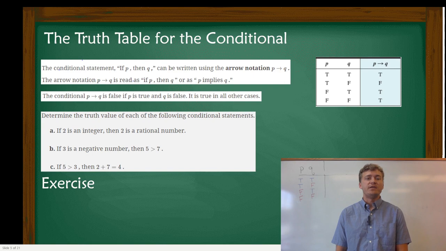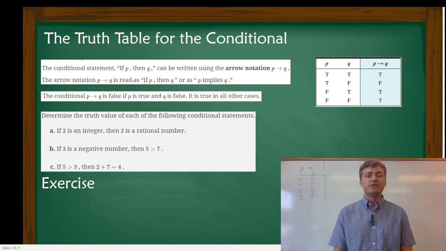Determine the truth value of each of the following conditional statements. For parts A, B, and C, we have: if 2 is an integer, then 2 is a rational number. If 3 is a negative number, then 5 is greater than 7. Part C, if 5 is greater than 3, then 2 plus 7 equals 4. Now, you may be looking at some of those statements and thinking, well, that's just simply not true. 2 plus 7 equals 9, it doesn't equal 4. 5 is not greater than 7. 3 is not a negative number. But what would these truth values be if we reference our table on the right?